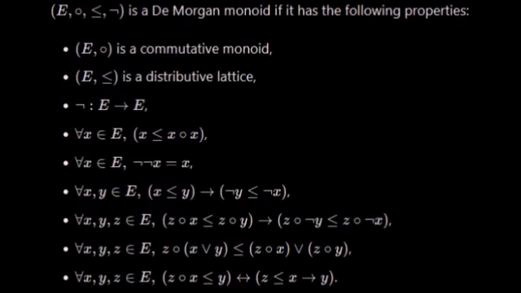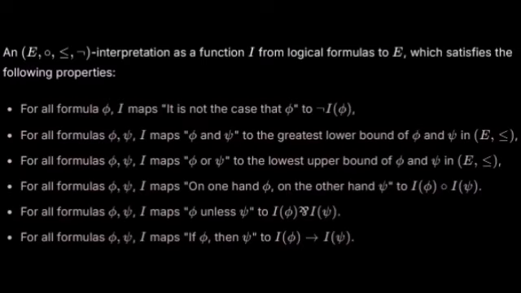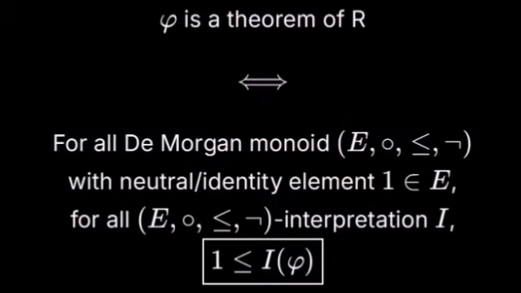Now, to understand how these provide models for R, we need to understand how these De Morgan monoids provide interpretations for logical formulas. This way we can define an ⟨E, ∘, ≤, ¬⟩ interpretation as a function I from logical formulas to E, which satisfies the following properties. As announced, for any formula phi, we have that phi is a theorem of R if and only if we have this thing. The main formula being 1 ≤ I(phi).